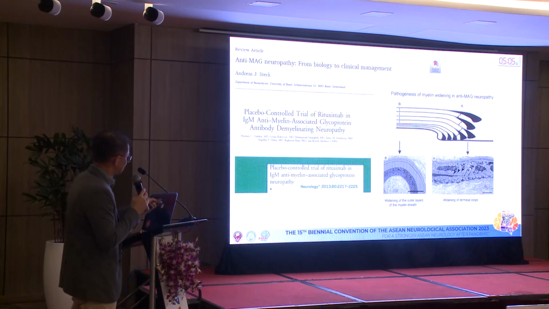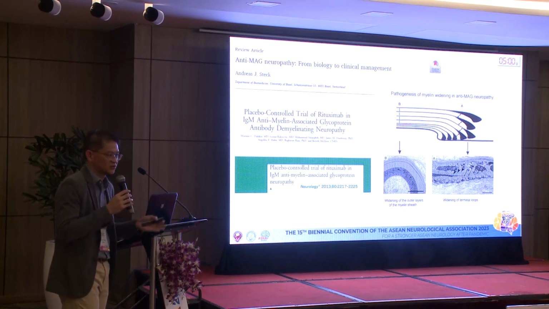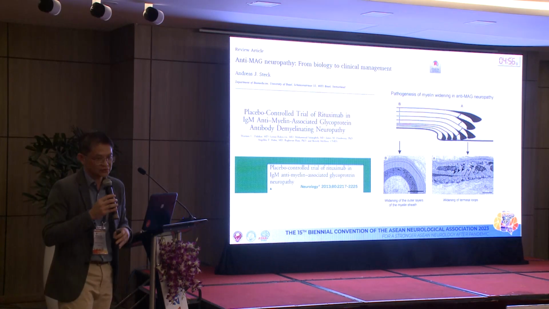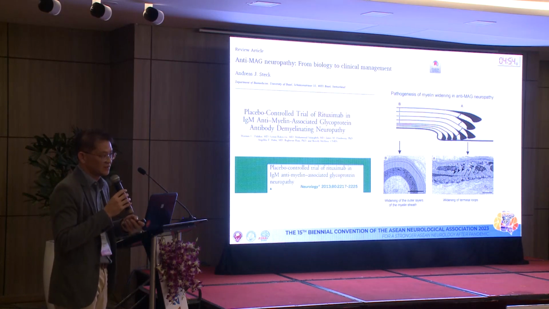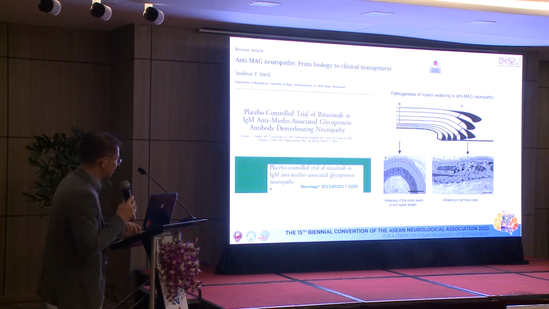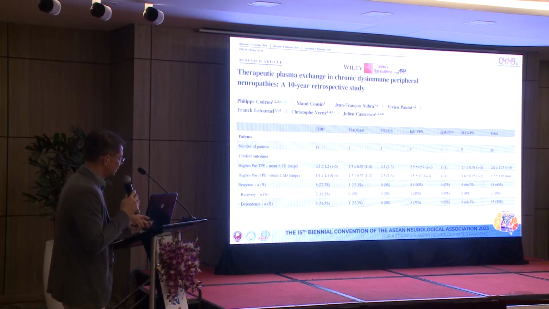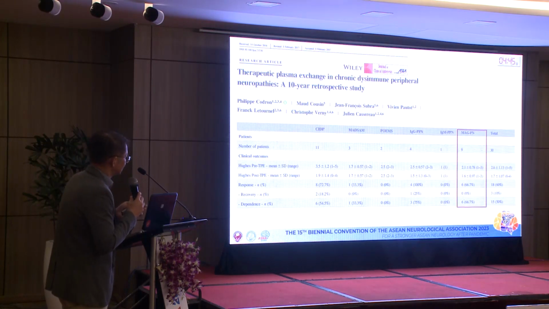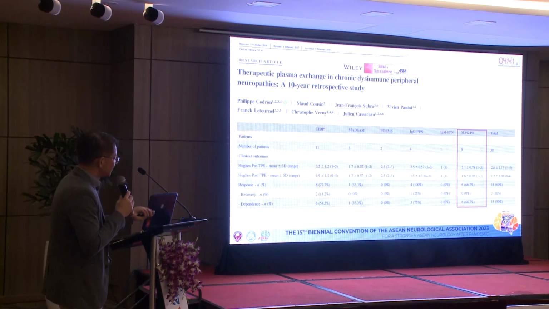the treatment with a monoclonal antibody using rituximab itself has been quite controversial. But some of them do show response, and some of them do not show response in terms of the use of rituximab in anti-MAG neuropathies. But what about plasma exchange? In these studies looking at the use of plasma exchange in chronic dysimmune peripheral neuropathies, you see that out of the 9 patients that have anti-MAG neuropathies, 66% actually respond to plasma exchange.